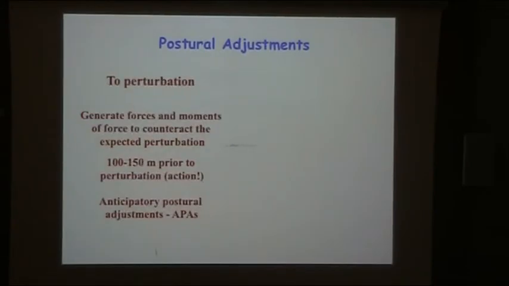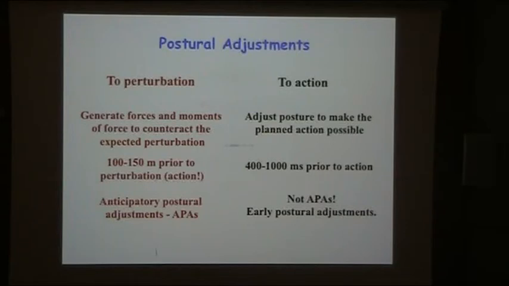So here we have two types of postural adjustments. One of them is an adjustment to an expected perturbation. And that's anticipatory postural adjustment. Its purpose is to generate forces and moments to counteract the expected perturbation. It's usually seen about 100 milliseconds before the perturbation comes, or before the action is initiated by the person. And then there is another type. These are postural adjustments to action when there is no perturbation at all, like stepping or something like that. They adjust posture to make the planned action possible. In a way, they are mechanically necessary.